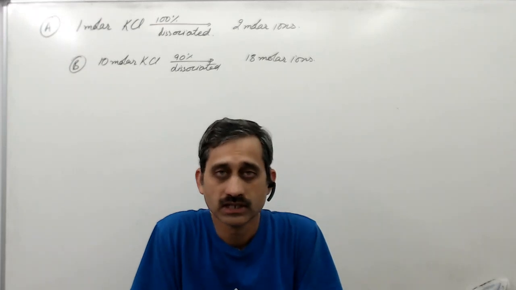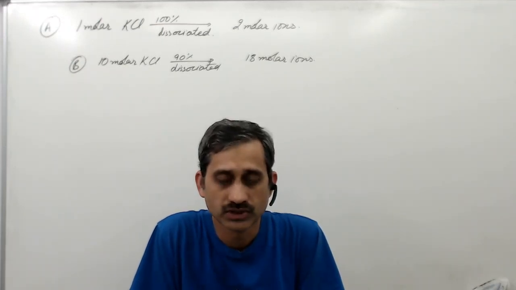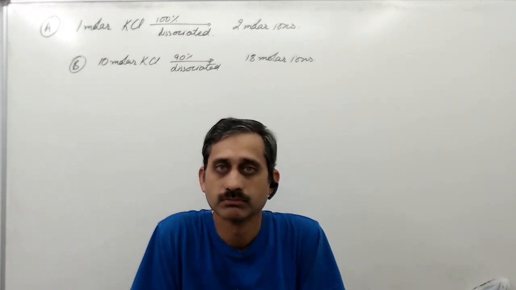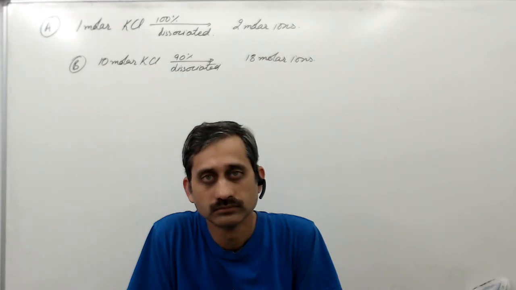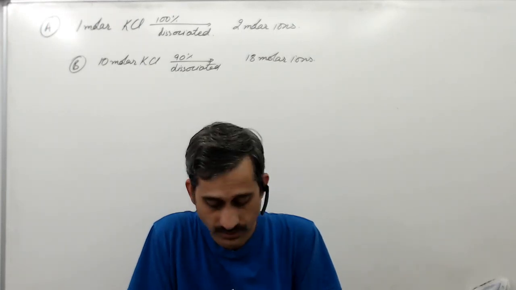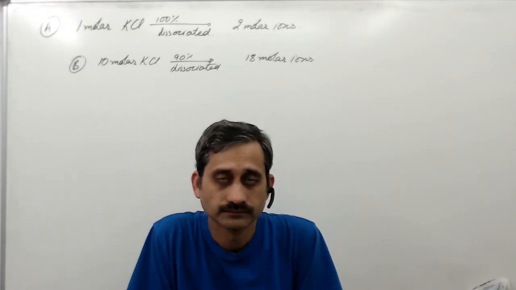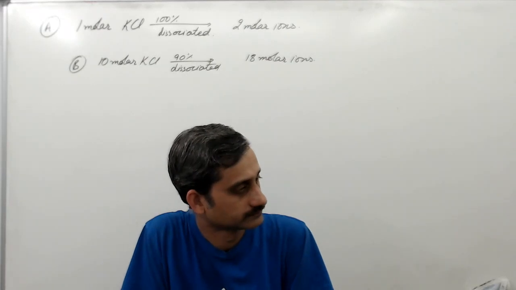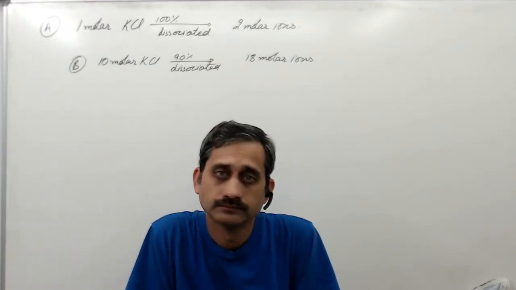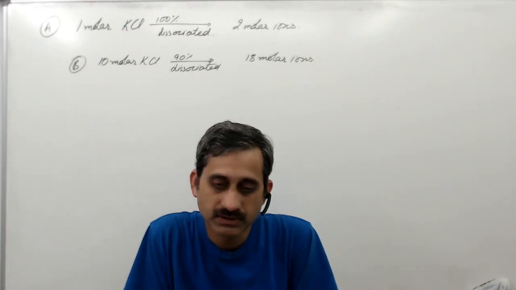And then I did not ask that. I asked you, which of these two solutions has more number of ions per unit volume? Per unit volume. Yes, I asked you per unit volume. So what is the answer? A or B? Sir, A. Again, good. So the answer is B.